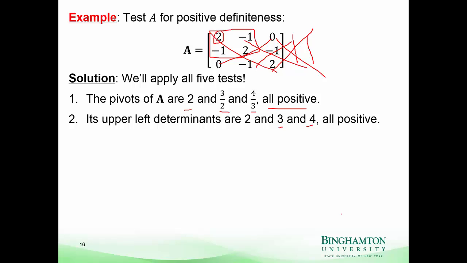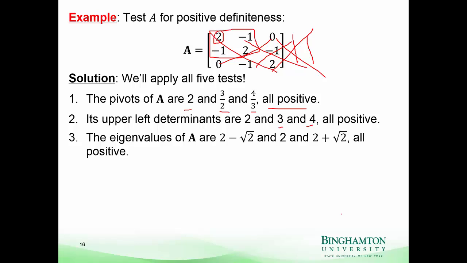And those are all positive. Bing! Positive definite. We could actually calculate the eigenvalues, and we would find out that they are 2 minus square root of 2, 2, and 2 plus square root of 2. Look at that beautiful symmetry. This is what gets mathematicians all excited when they see things like this.